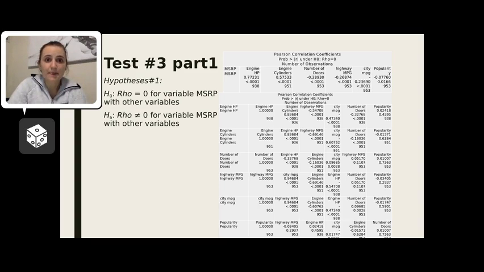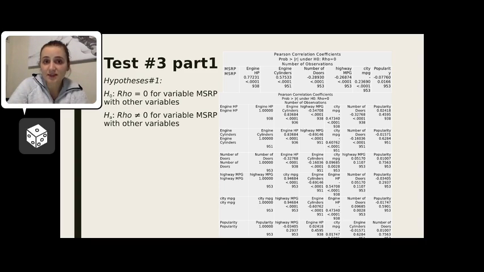Based on the results of the test, we can see the p-value is significantly less than alpha for all variables. Therefore, correlation exists between MSRP and all quantitative variables. From the test results, we can see the highest correlation exists between MSRP and engine HP. It has 0.77 positive correlation, meaning that if the engine HP increases, then the MSRP will also increase respectively.